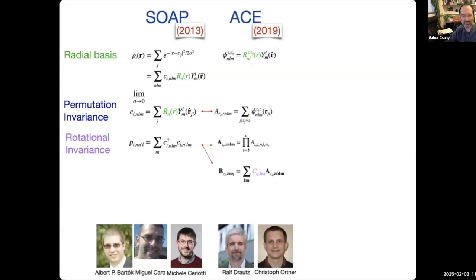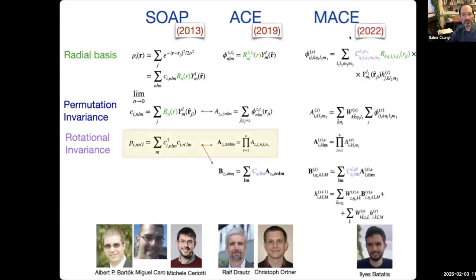Christoph Ortner was instrumental in working out the mathematics of this in its full detail. ACE was a much more powerful method than SOAP, and the ACE codes, due to Ralph's and Christoph's involvement, became much more efficient than the original Gaussian process regression that we did with SOAP. In fact, this generalized basis is so much better than the SOAP basis that we could just do linear regression.